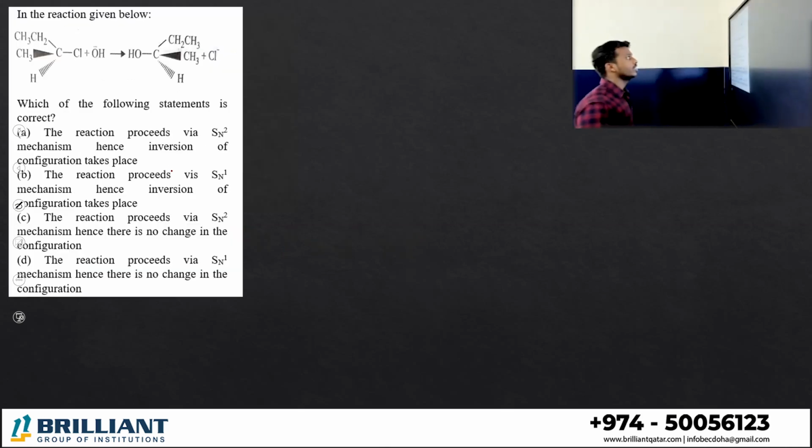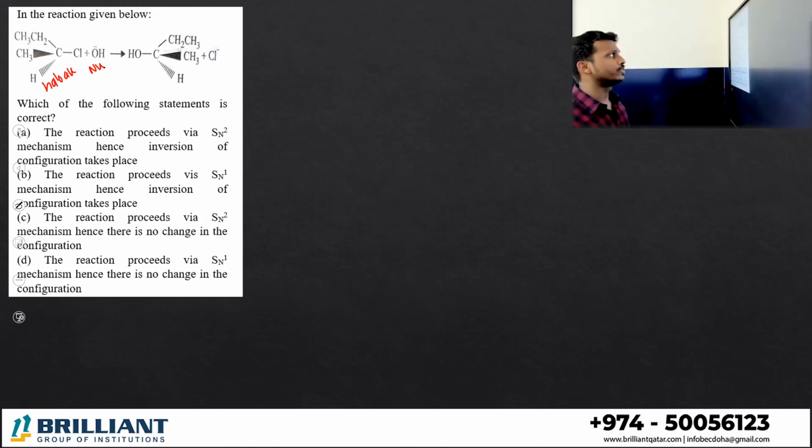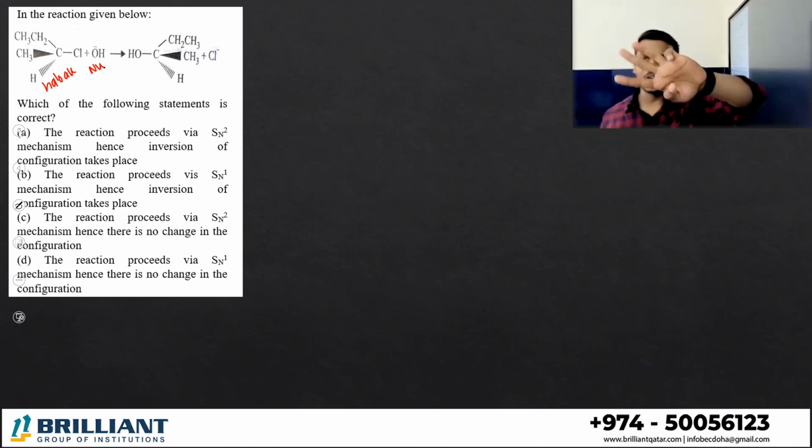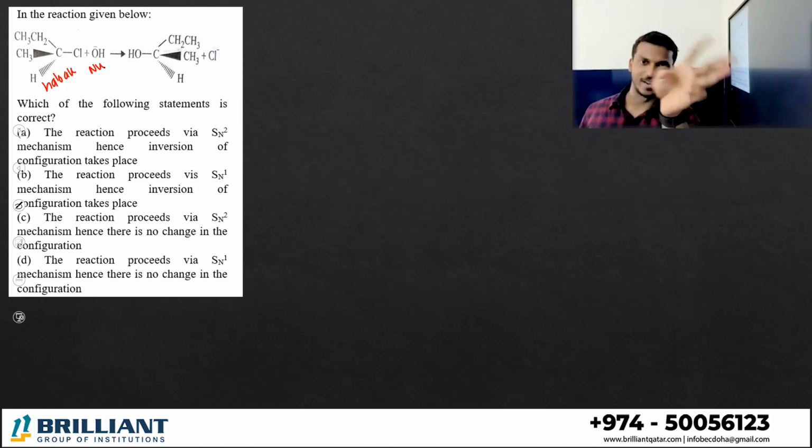Then the reaction given below. Which reaction is this? Whether SN1 or SN2? How to identify? So simple. This is a haloalkane, correct? Haloalkane. This is the nucleophile. Okay. Please observe the haloalkane initially and the alcohol finally. Initially, the haloalkane is like this, correct? Like this. After the reaction, they inverted.